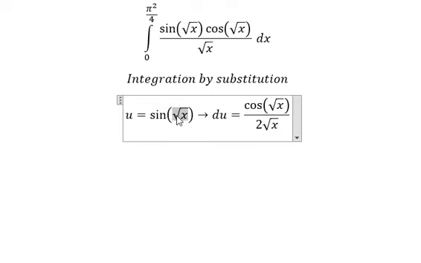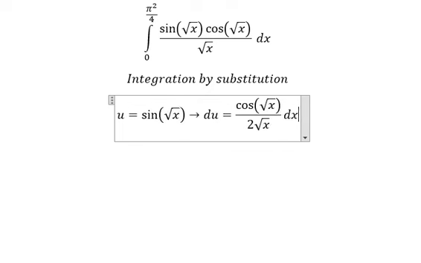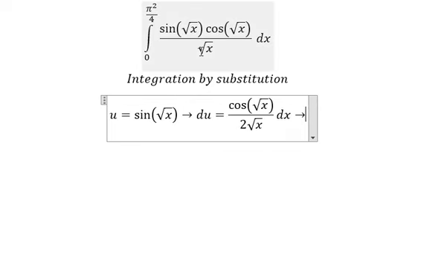Later, we need to take the first derivative of the square root of x. So we have 1 over 2 times the square root of x. Because we don't have the number 2 in here, I will move the 2 to the left.